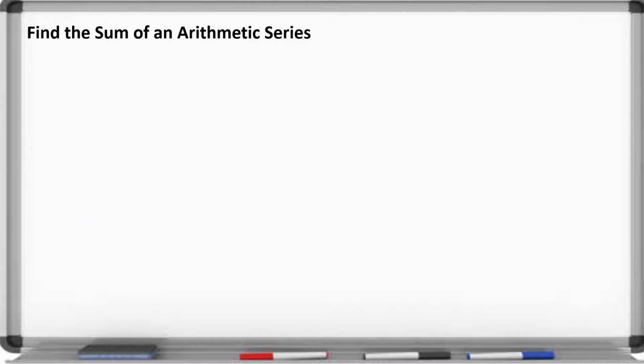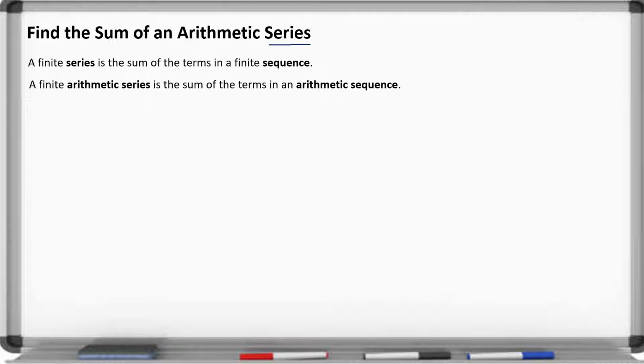All right, so now what we want to do is find the sum of an arithmetic series, or the sum of the sequences. So let's talk about what a series is. A finite series is the sum of the terms in a finite sequence. We already identified what a sequence is: a list of numbers that follows a certain pattern. So if we add the terms in the sequence, that gives us a series. A finite arithmetic series is the sum of the terms in an arithmetic sequence.